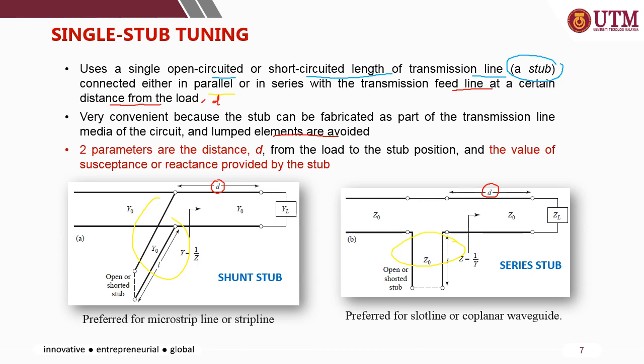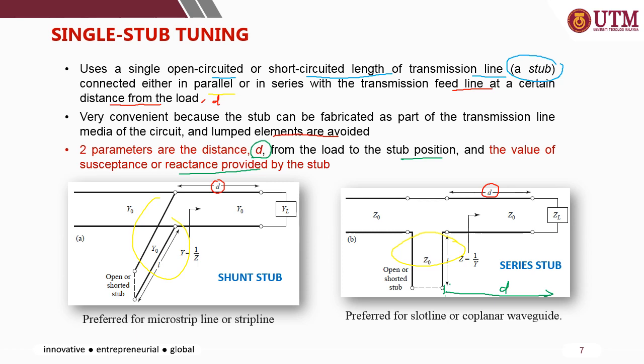The first is d, the distance from the load to the stub position. Okay, this is the stub position. So the distance d from the load, and also the value of susceptance or reactance provided by the stub.